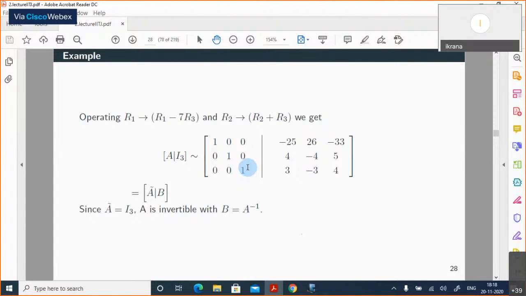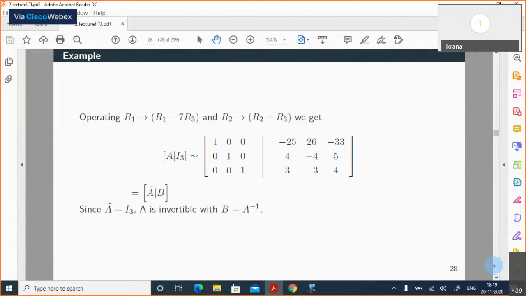So the reduced row echelon form of A tilde is identity, and the same elementary row operations, with the same order, if done on the identity matrix, give you this matrix. So this matrix must be the inverse of A. So we can say A is invertible because its reduced row echelon form is identity, and the corresponding matrix change in I is the inverse. So this is the way of doing it.